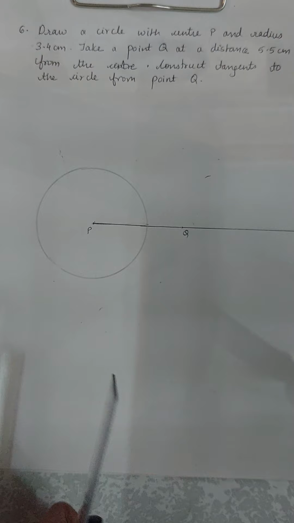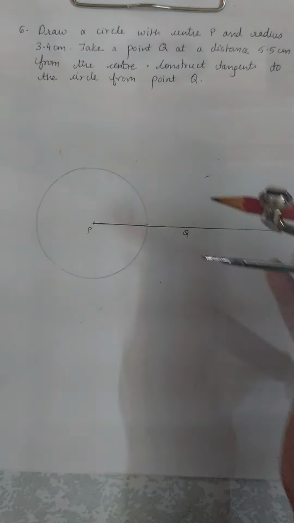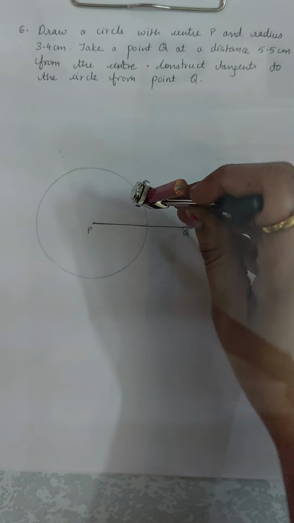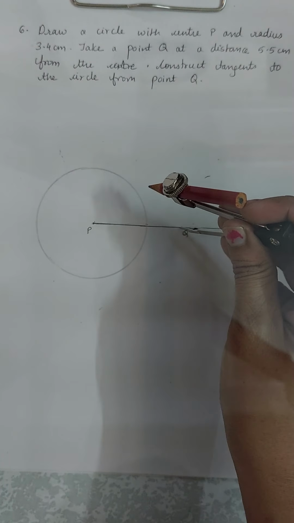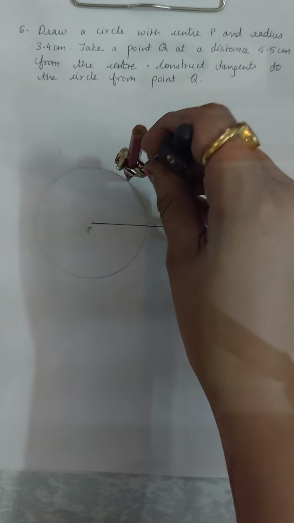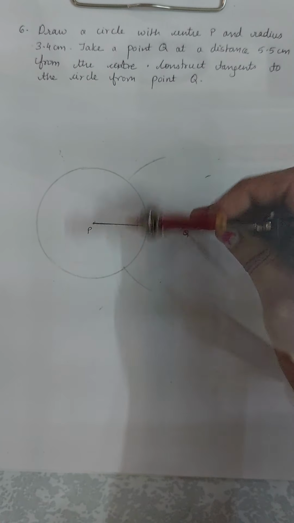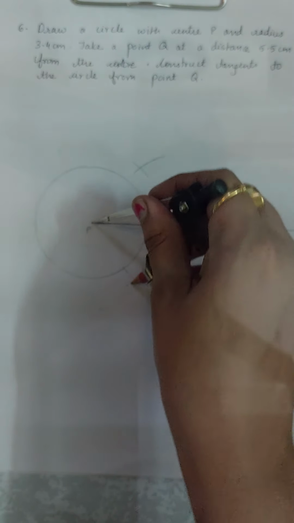So how are we going to do that? For this, it's very simple. Draw the perpendicular bisector of this. Perpendicular bisector means a line which passes exactly through the center of the segment. So we are going to take P and Q and place the compass. One arc I am going to draw up, one arc down, one arc up, one arc down.